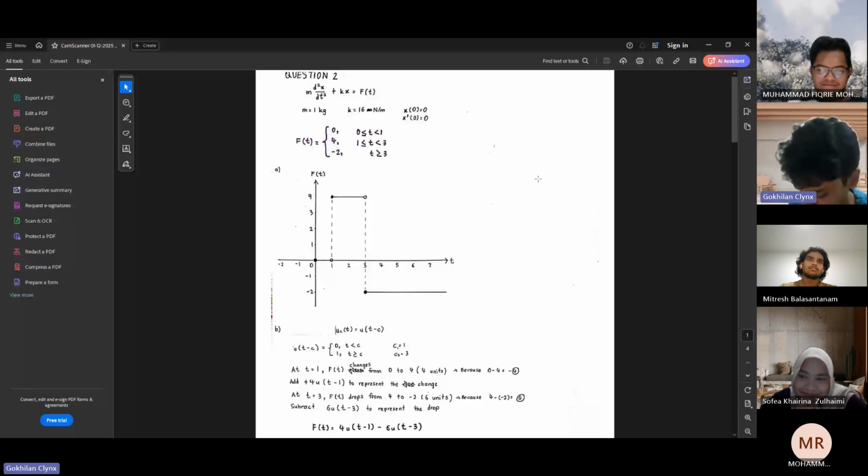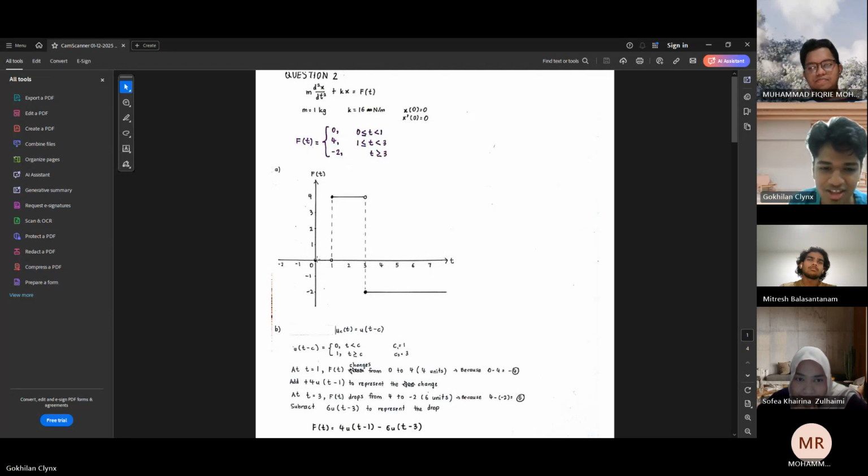So the first question, sketch the graph of f(t). f(t) is a piecewise constant graph. From time between 0 to 1, f(t) is 0. Here we have a filled circle and this is an empty circle, which means it's not hitting 1. It's between 0 to 1, but it's not 1.